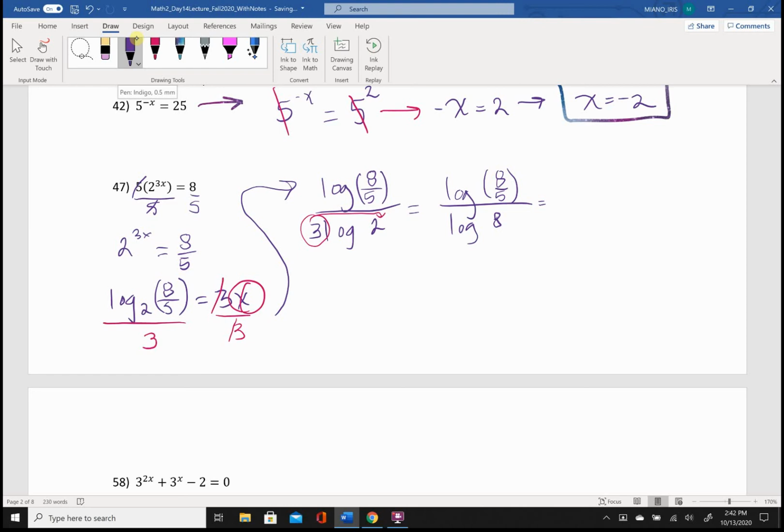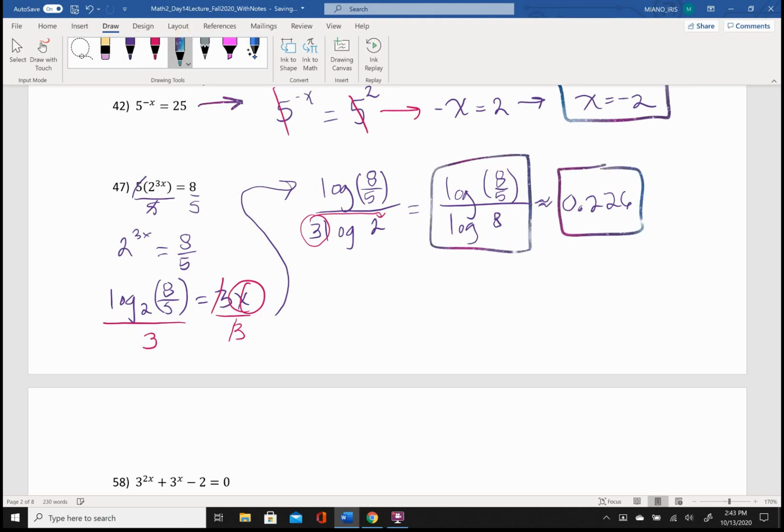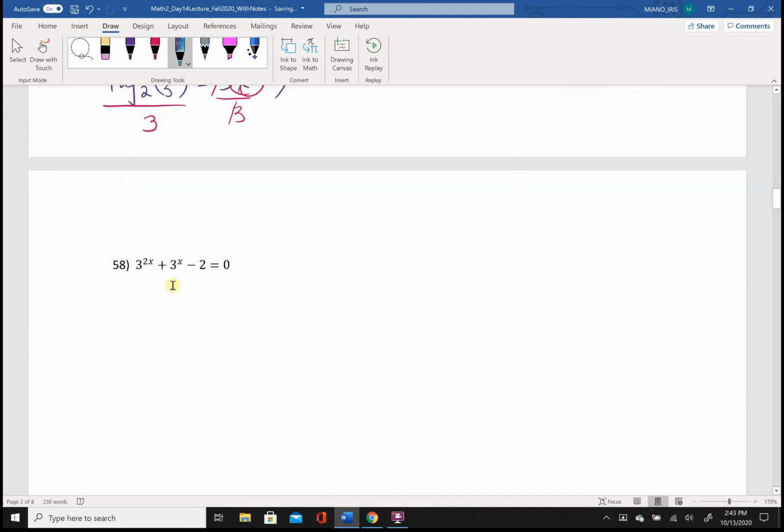If you type this into your calculator, you should get approximately, so I'll do a little wiggle equal sign, if you round it to the nearest thousandth, which is what we've been instructed to do, 0.226. Okay, so just to be clear, this is the exact answer, and this is the decimal approximation out to 3 places. Okay, great. Moving on.